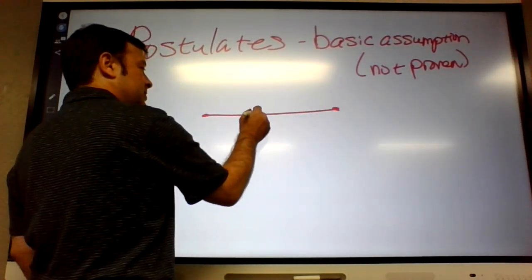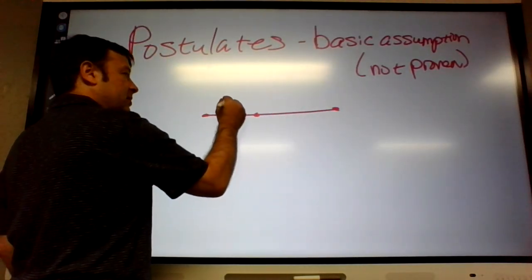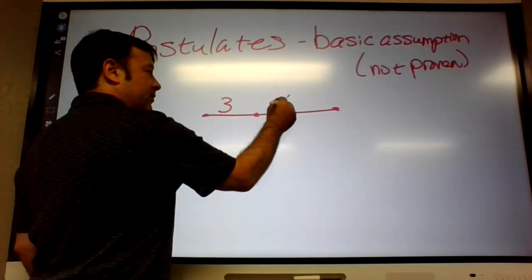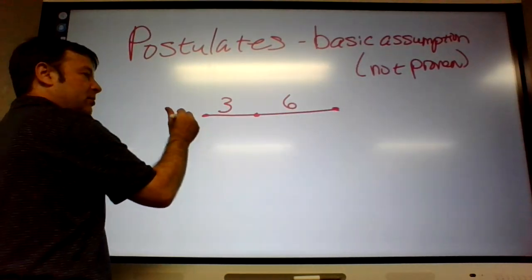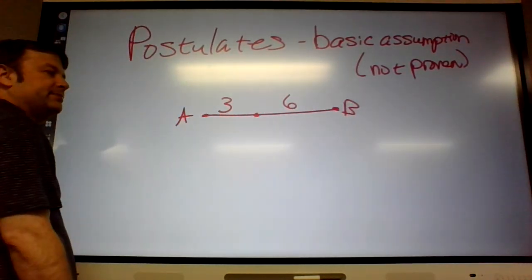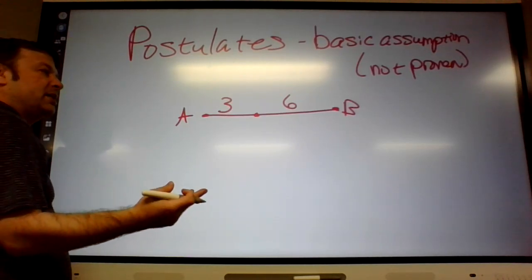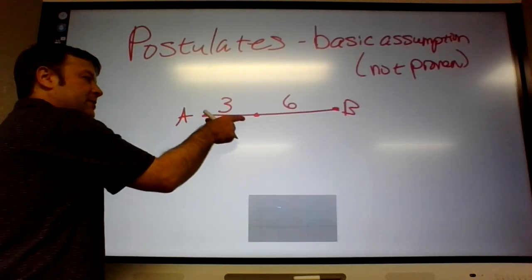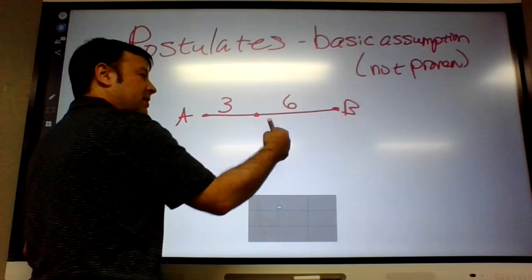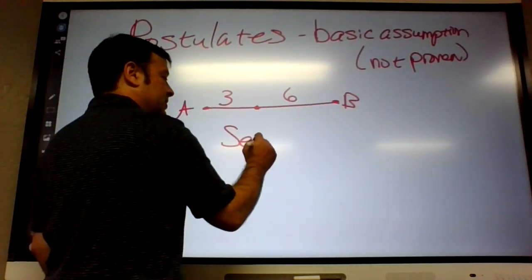All right, let's say we have a line segment from here to here. Let's say from here to here is 3 long, and from here to here is 6 long. How long is the entire line segment from there to there? 9. Okay, that's actually a postulate. So if it's 3 from here, 6 from here, altogether that's 9 long. That's called the segment addition postulate.